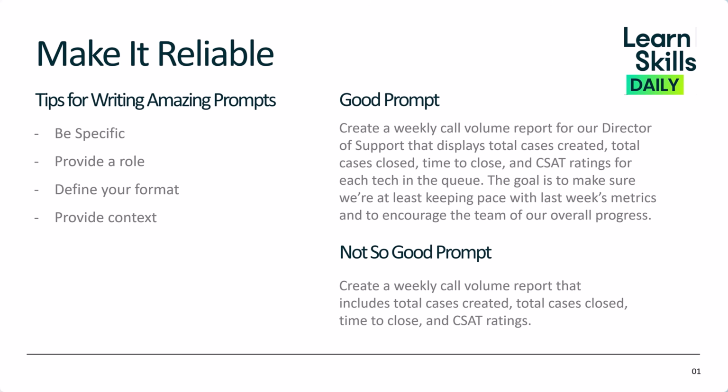Notice in the good prompt that I'm asking it to create a weekly call volume report for our director of support that displays total cases created, total cases closed, time to close, etc. And I'm also stating the goal of this, and the goal is to make sure that we're at least keeping pace with last week's metrics and to encourage the team of our overall progress. I'm including that context because it's really important for AI to know why we're doing these things, not just what we're doing. And while it seems like it is extra information, this context does help produce better results. Studies have shown that. So definitely make sure that you're producing the whys in your AI prompts.